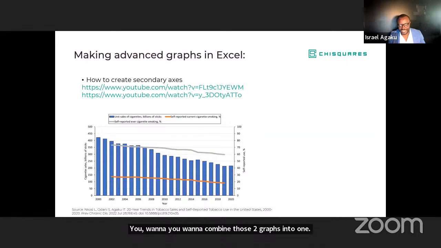The story here we want to tell is that when we look at the unit sales of cigarettes, we see that there was a decline in sales over time. But then when we also look at self-reported smoking, this is no longer sales, right? So we have two sources of data. One is self-reported, the other is objective. But the story we're trying to say is that looking at both sources of data, they tell us the same thing, that over time, consumption of cigarettes declined. So we want to tell that story.